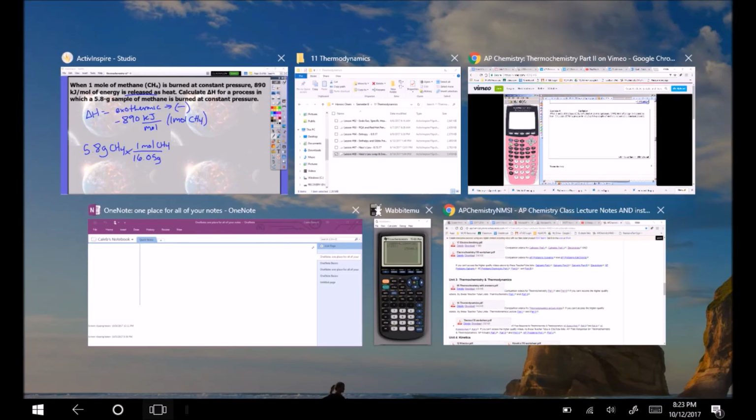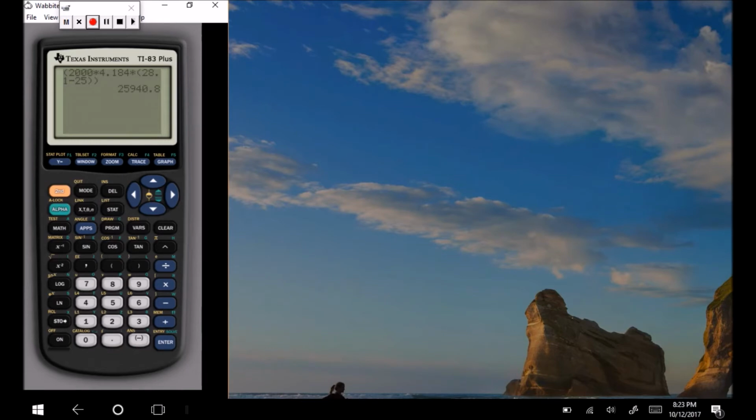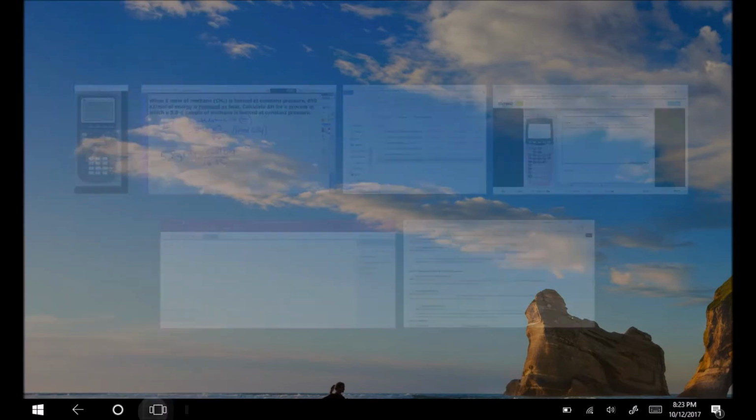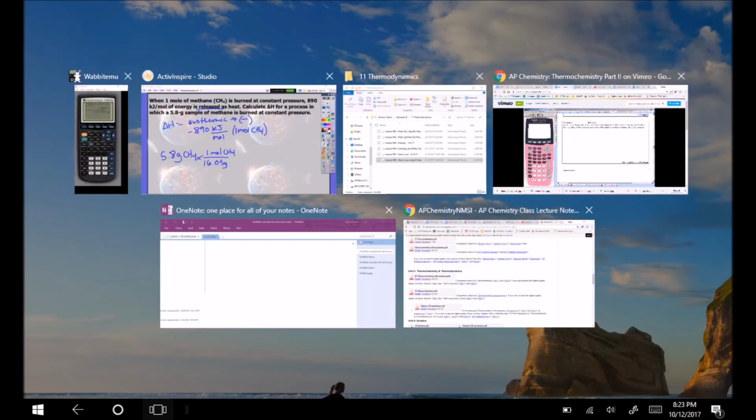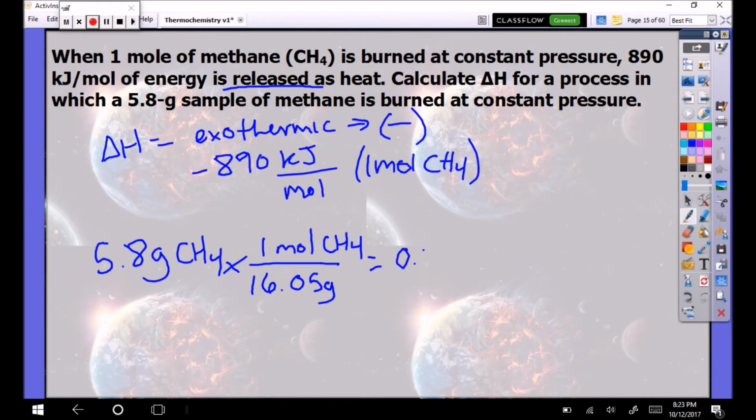And let's check our calculator. 5.8 times 1 divided by 16.05. All right, we get 0.361 moles of methane. And we know how many kilojoules we have per mole, and we've got less than 1 mole. We can use that as a conversion factor. What goes on the bottom? 1 mole. What goes on the top? Negative 890 kilojoules.